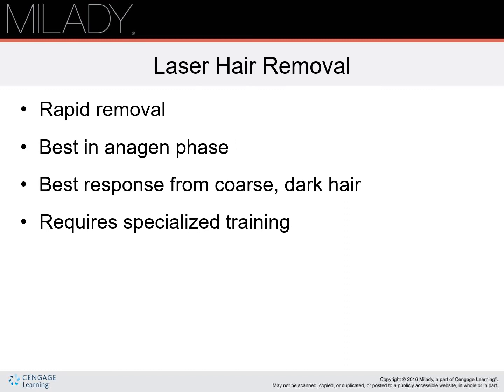Laser hair removal. This is rapid removal. When I go in for my laser hair removal, and this depends on where you get it done, I get it on my neck and parts of my face. It takes her about 3 minutes to do it. It's very, very fast. Once my hair is in the anagen phase, that is when she treats it. The best response is from coarse, dark hair. I have an autoimmune disorder that causes me to have this, and so it is the best treatment for what I have. It also requires specialized training.